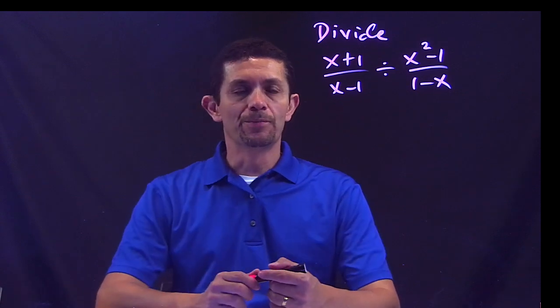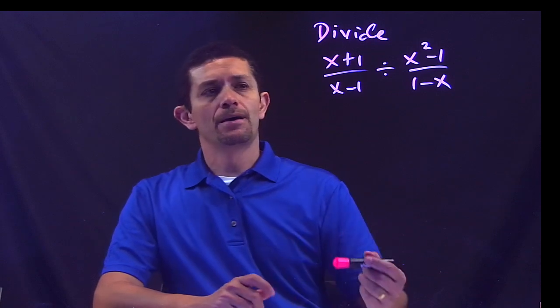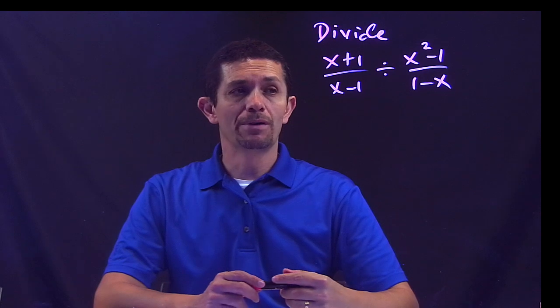Hi guys, this is Mr. Urrego, and today we're dividing rational expressions. I have (x plus 1) over (x minus 1) divided by (x squared minus 1) over (1 minus x).